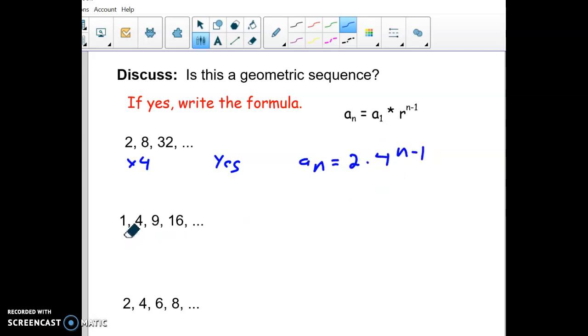Second one is kind of a crazy one. There's a pattern there, +3, +5, +7. But it's actually not geometric or arithmetic. It is an add-subtract pattern, but we're not adding or subtracting by a common amount. So this one's actually neither arithmetic nor geometric. And then the last one, so I guess this one would be no. And the last one is also not geometric. It is an arithmetic add-to pattern.